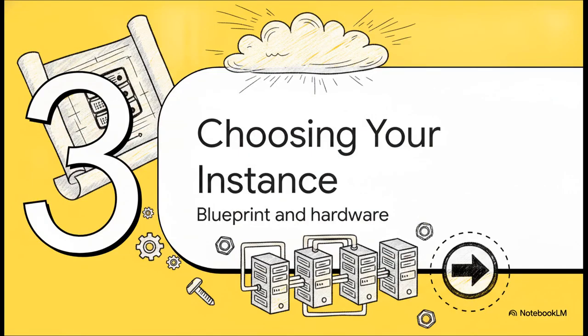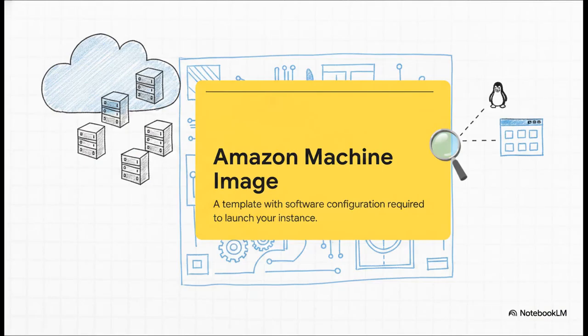All right, let's move on to section 3, choosing your instance, selecting the right blueprint and hardware. So the very first choice you're going to make is selecting an AMI, an Amazon Machine Image. You can think of this as the foundational blueprint for your server. Instead of spending hours manually installing an OS and setting up dependencies, you just pick an AMI, say a clean Ubuntu server or Amazon Linux 2023, and AWS just stamps out a fully configured machine for you in seconds.